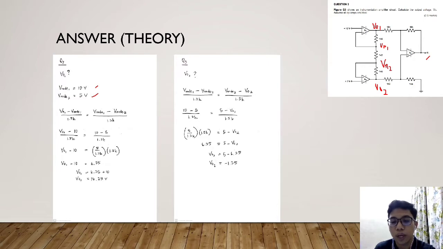Next we have to find the value of V output 2 here. How? Just apply the formula. V naught 1 minus V naught 2 over 1.2k is equal to V naught 2 minus V output 2 over 1.5k. After substituting the values of V naught 1 and V naught 2 in the formula, we get the answer of V output 2 as negative 1.4.